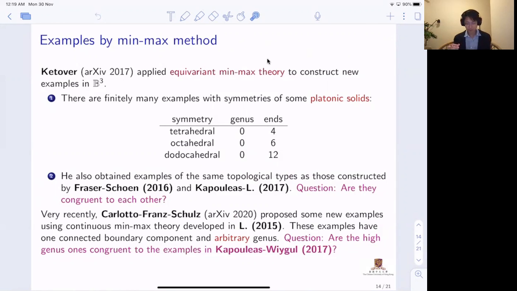So of course, we are also interested in whether these examples, when the genus is high, are congruent to the ones constructed by Kapouleas and Wiygul, because they have the same topology.